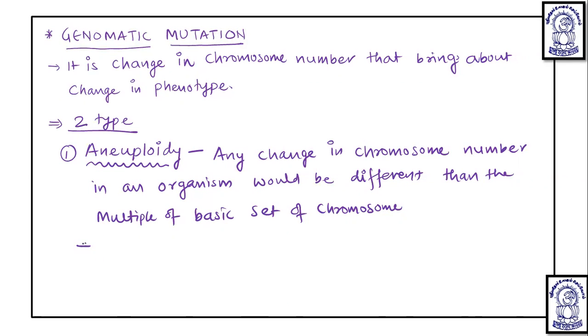Now this aneuploidy commonly arises due to non-disjunction of two homologous chromosomes.